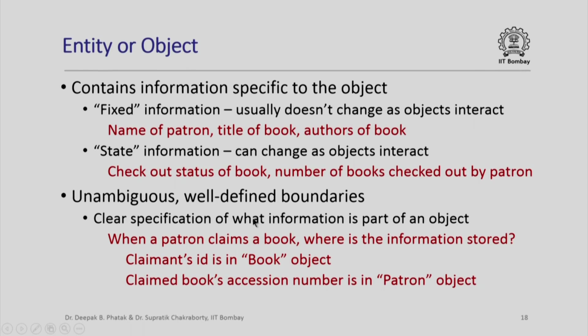Each object must have unambiguous and very well defined boundaries. We must be very clear about what information is stored as part of what object. For example, when a patron claims a book, there are two parts of the information with respect to this claim. Where is this information going to be stored? We have to be very clear about where it is going to be stored. For example, we can say the claimant's ID will be stored in the book object, and the claimed book's accession number will be stored in the patron object.